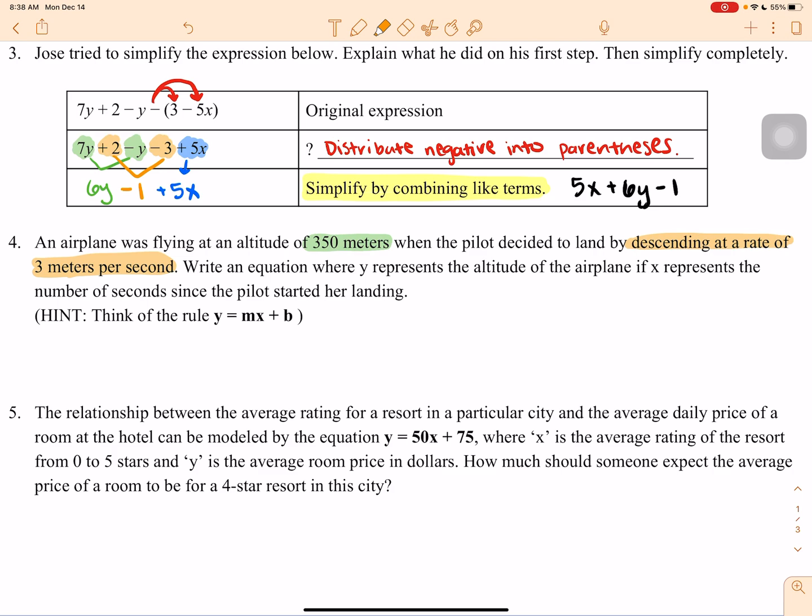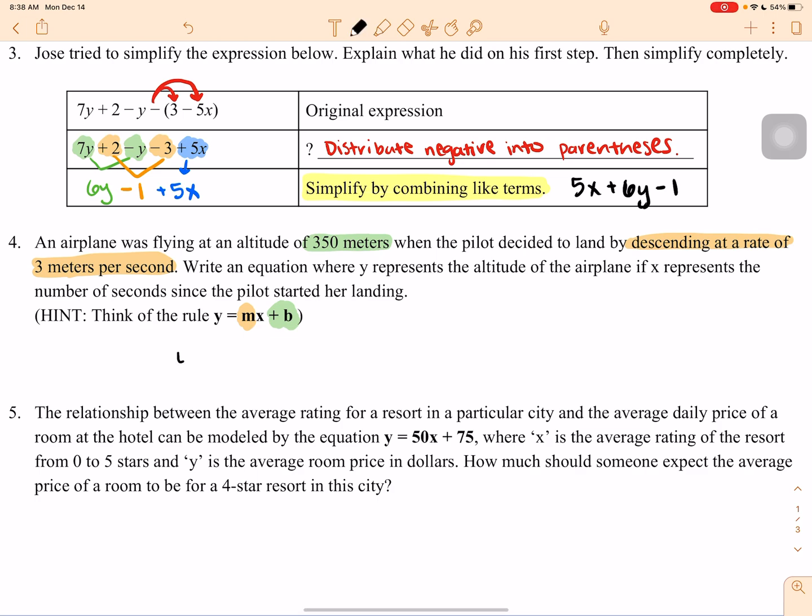So we know that he started at 350 meters in the air. That was his altitude, 350 meters. So that's going to be my starting point. That's how much he started at. And then he is descending at a rate of 3 meters per second. So he's going down at a rate. m is the rate. That is the growth.